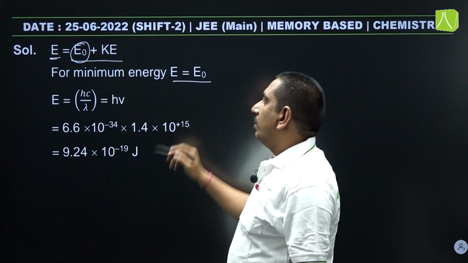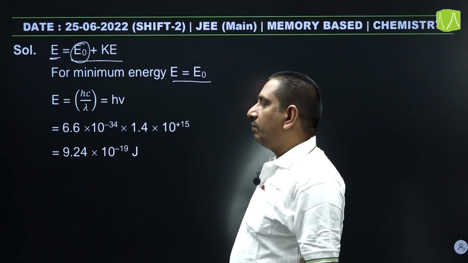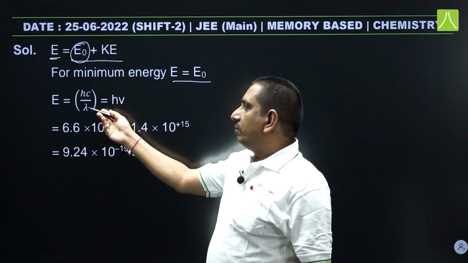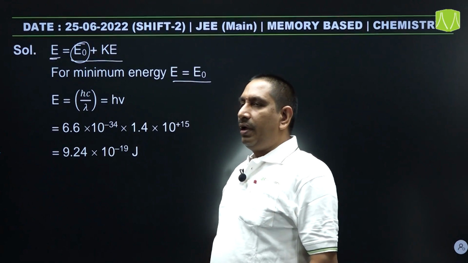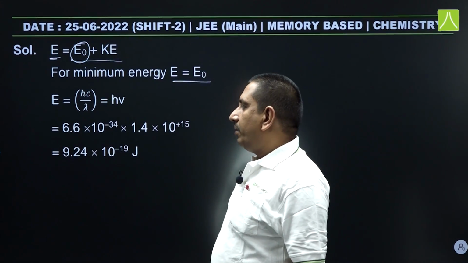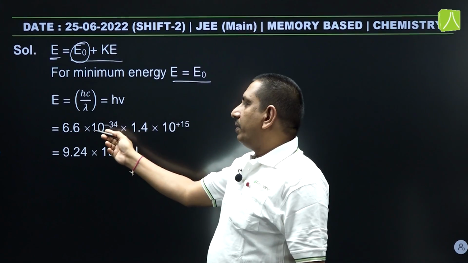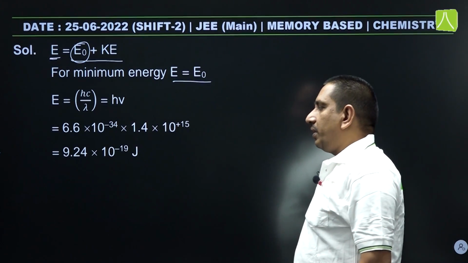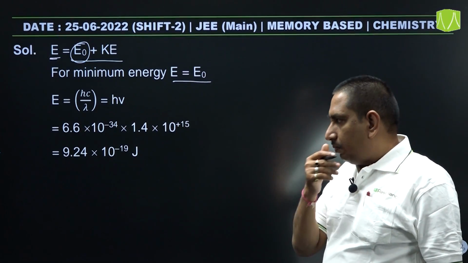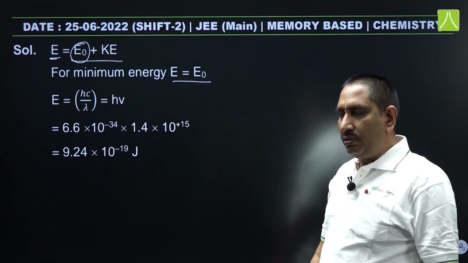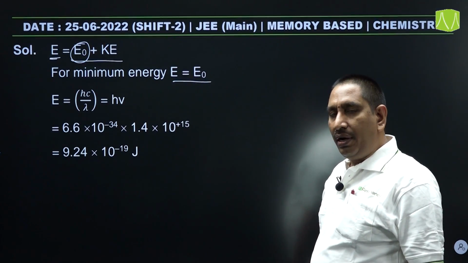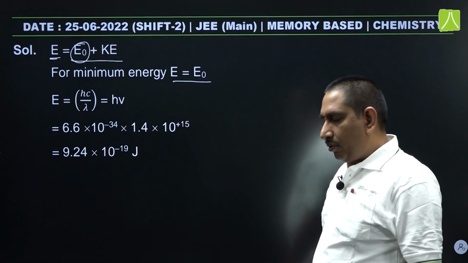So, for minimum energy E is equal to E naught, and we can calculate by using this formula, that is E equal to Hc by lambda, and here by substituting the frequency and H values, you will get 9.24 into 10 power minus 19 joules. This is the minimum energy required to eject this electron.